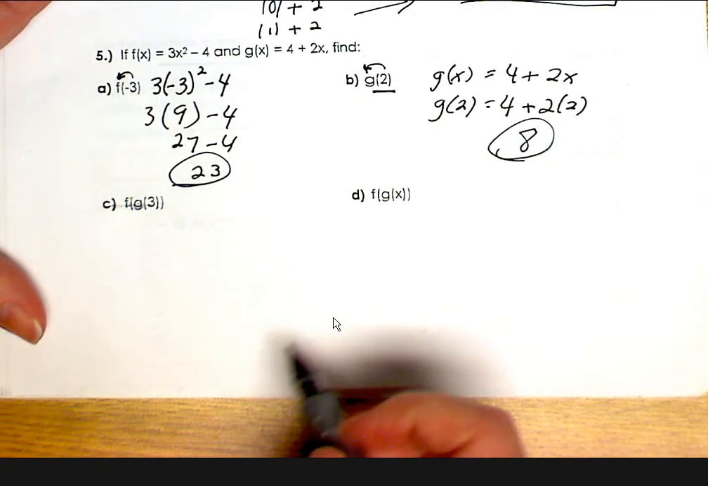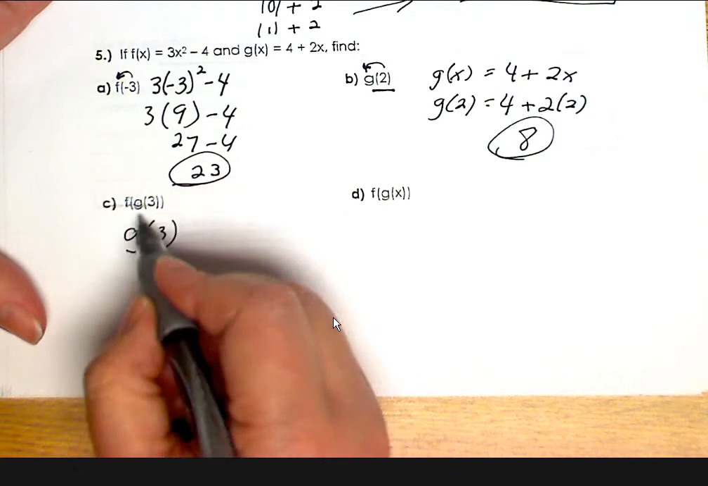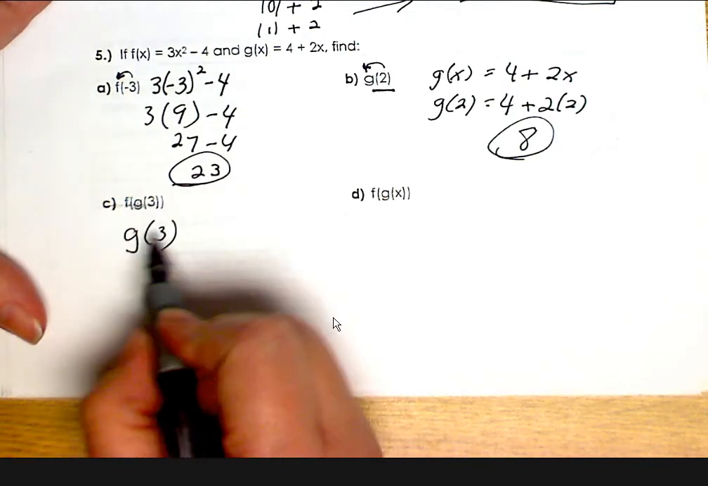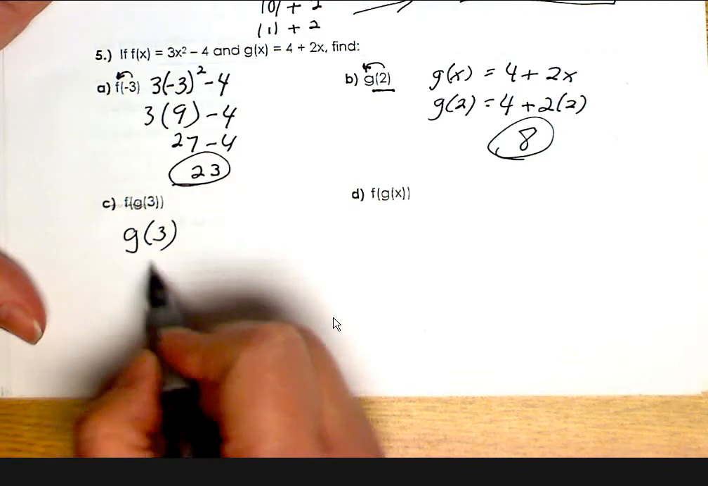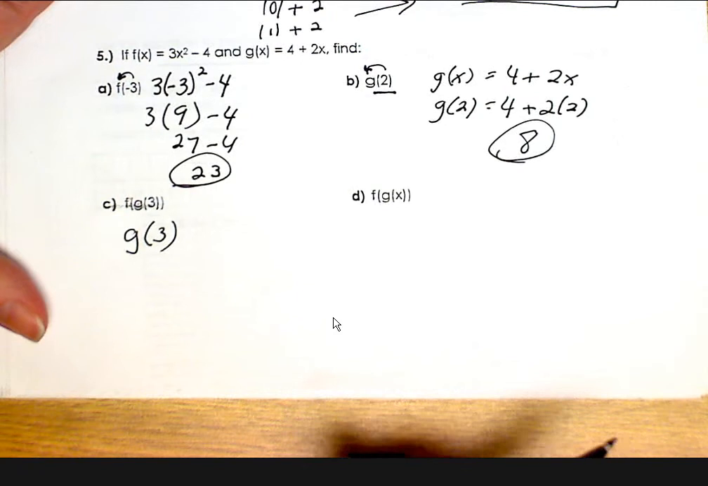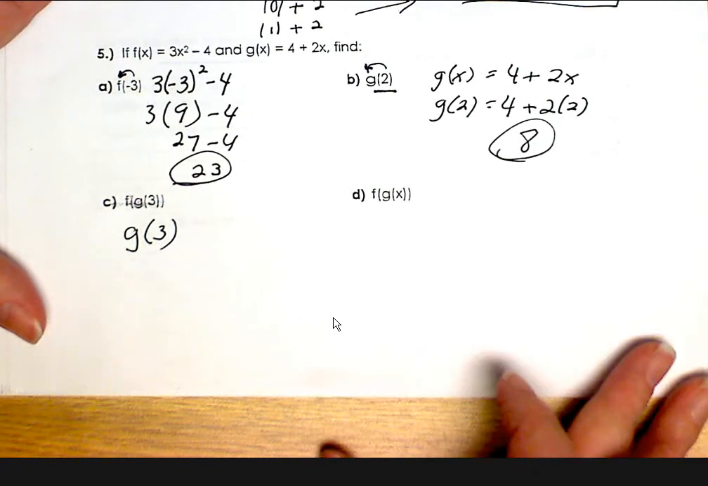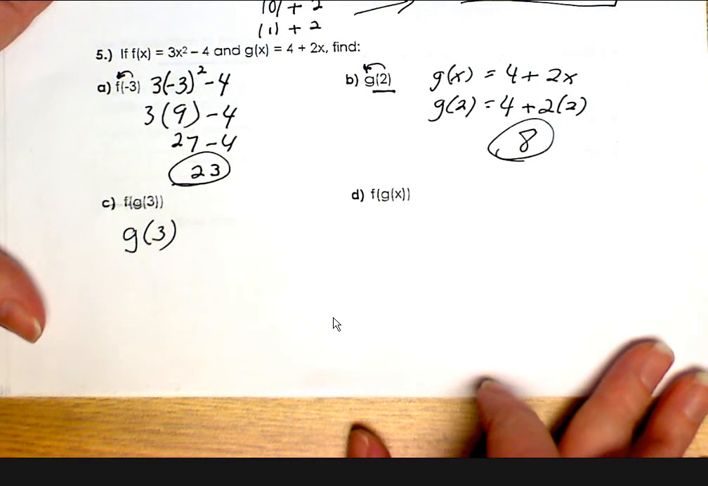Letter C, the first thing you have to do is g of 3, because you always have to do the innermost. So you have to put a 3 in for g, get an answer, and then put that in for f. So try that one. Do you understand that, Hannah?